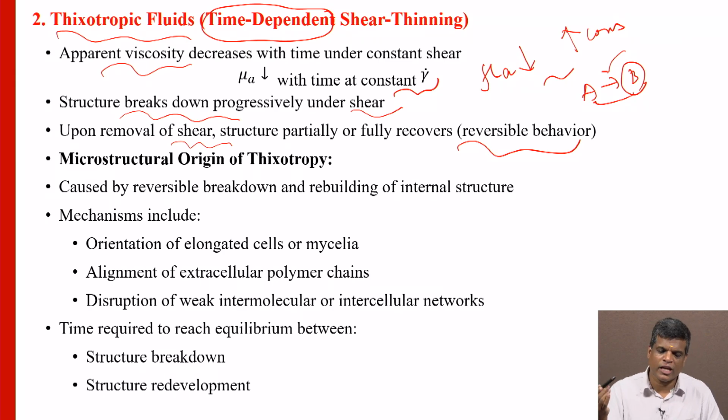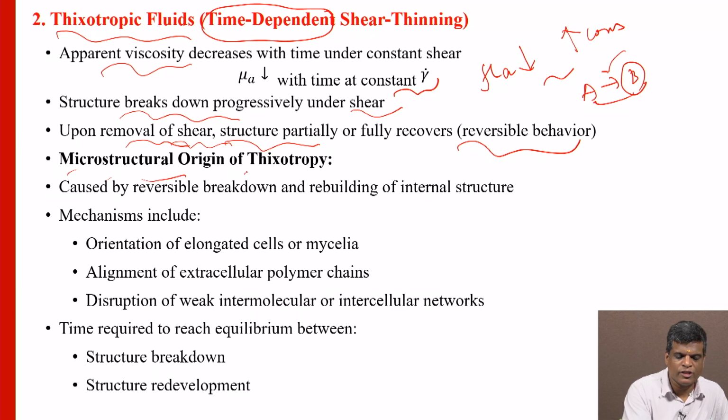When you remove the shear rate, it goes back to the same position. So upon removal of shear, the structure partially, or sometimes fully, recovers as it was. That's called a reversible behavior, what we discuss here. Then the microstructural origin of thixotropy: a reversible breakdown and rebuilding of internal structure, the same thing we discussed here.